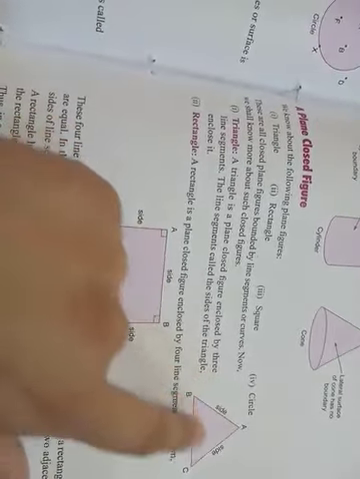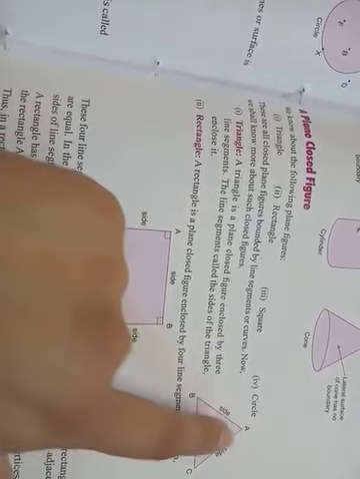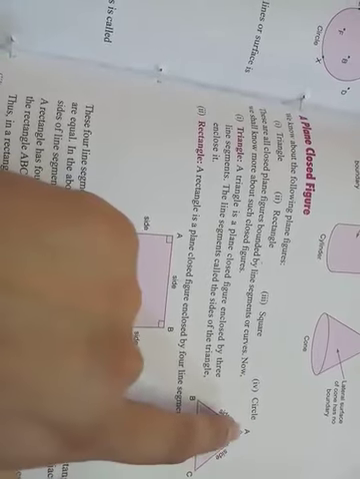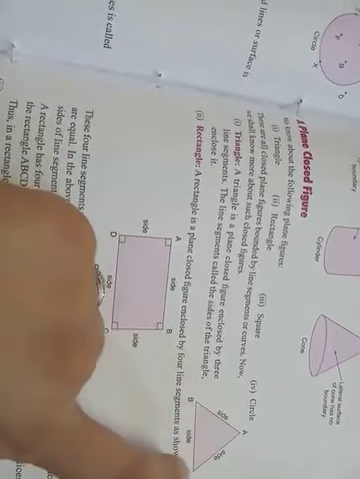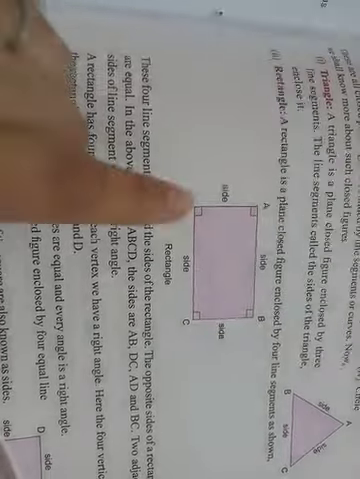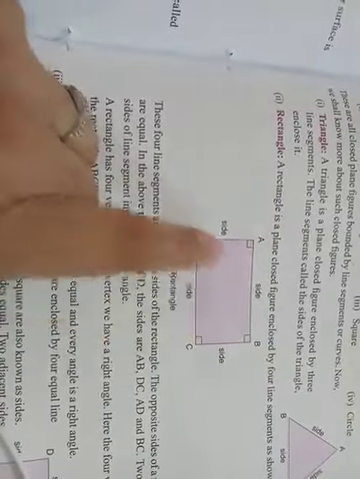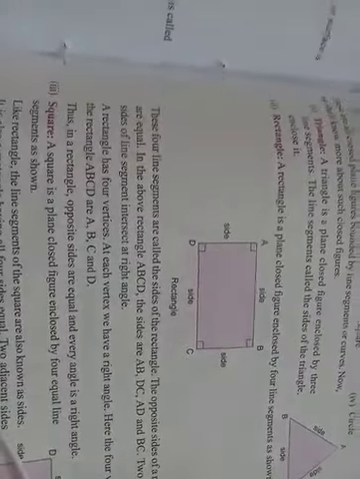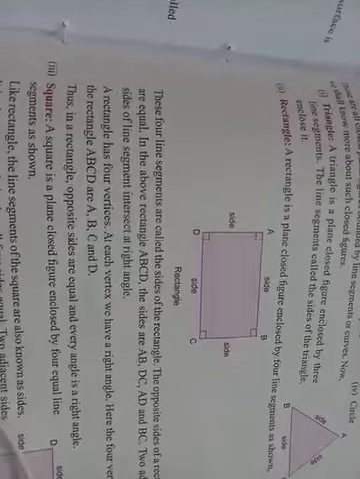Every triangle has three sides: AB, BC and CA are the sides of the triangle. Three angles: angle A, angle B and angle C, and three vertices. Vertex means corner: A, B and C. Three vertices are there. Now next is your rectangle. A rectangle is a four-sided closed figure. Four sides are there, 1, 2, 3 and 4, and opposite sides of a rectangle are equal. A rectangle has four angles and four corners.